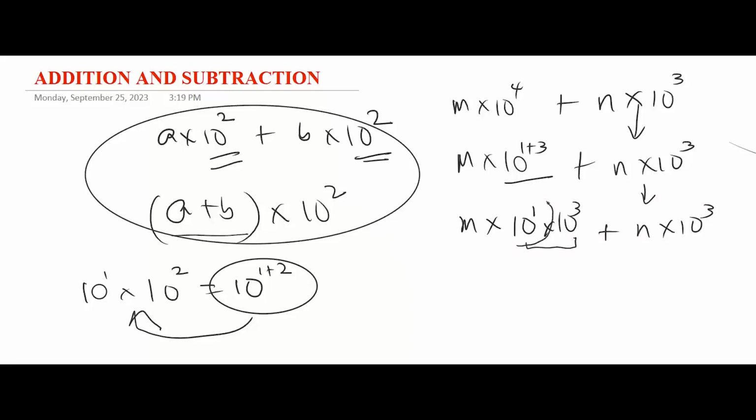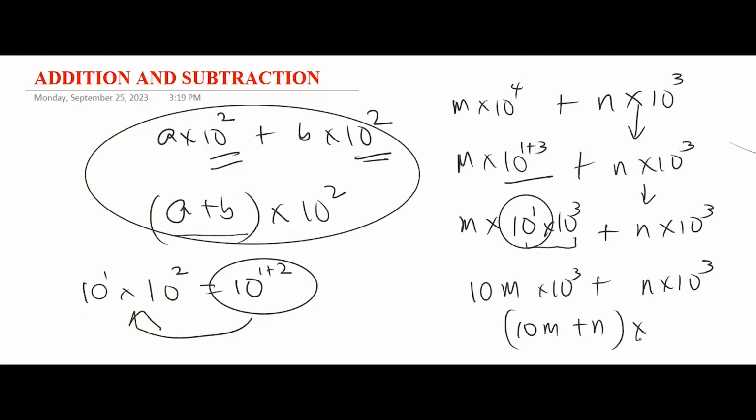So 10 to the power of 1 is 10, so I can multiply it by m. That will be 10m, for instance, then times 10 to the power of 3 plus n times 10 to the power of 3. Now the two numbers are raised to the same power of 10. Then you can factor out 10 to the power of 3. That will be 10m add n, then times 10 to the power of 3. So this is what you need to do anytime you are asked to add two numbers in standard form.